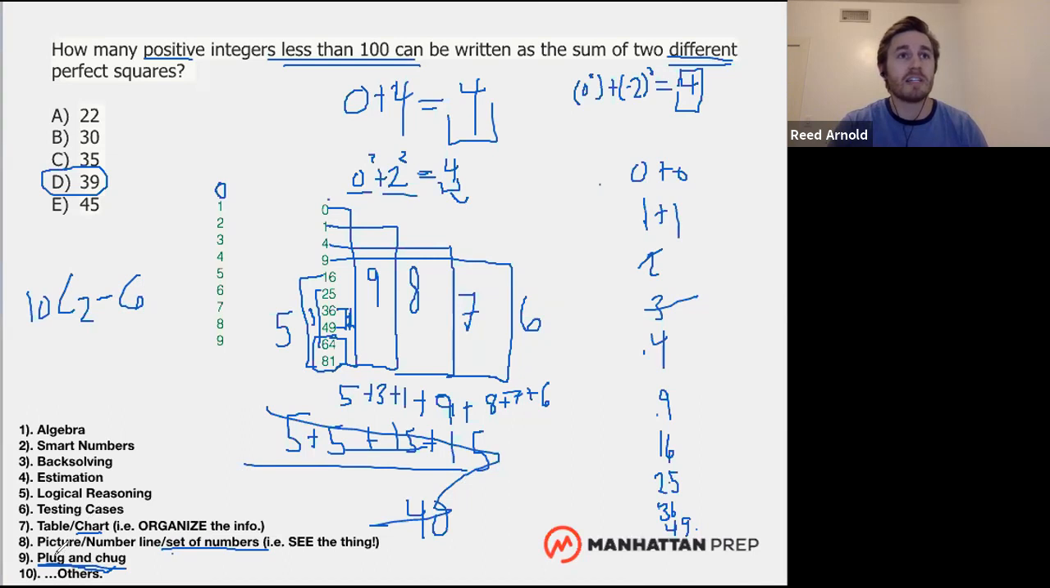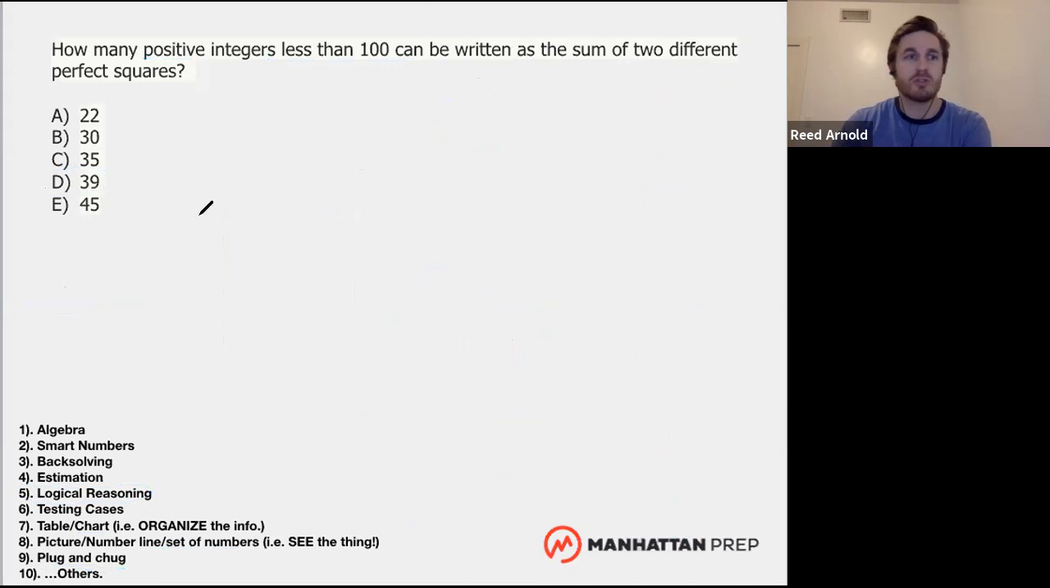That's a little bit more elegant than my plug and chug method. I guess that would be bringing in some logical reasoning to realize, oh, well, I could either count up the sums less than 100, or I can get all the sums and subtract the ones more than 100. Okay, we're going to move on from this one because I don't want to spend too much time here, but this is just a good example of list your set, list your numbers, plug and chug, quite frankly, and fit the parameters. Just make sure you fit the parameters.